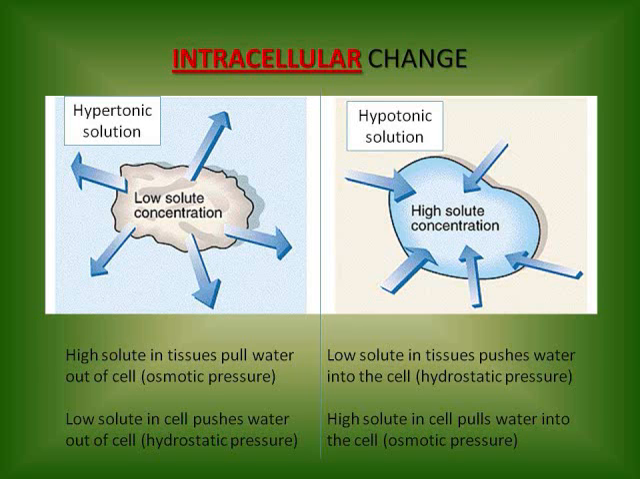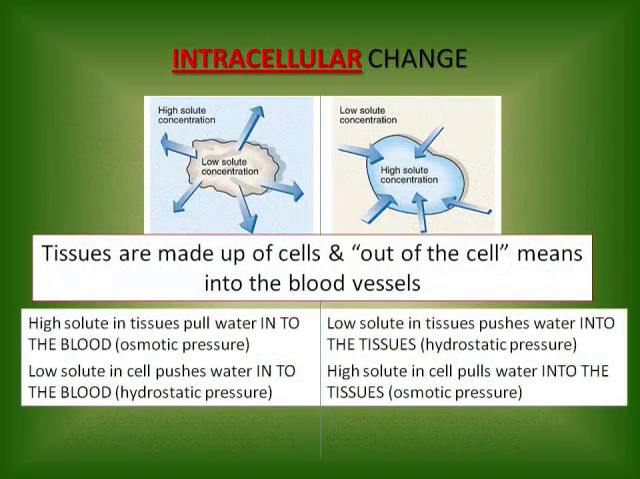Whereas in the hypotonic solution, there's lots of plasma proteins or lots of electrolytes inside the cell. The body tries to even it out, and it does that by pulling fluid into the cell, and that forces the cell to swell. Tissues are made up of cells, so when we say out of the cell, that means into the blood vessels, out of the tissues and into the blood vessels.